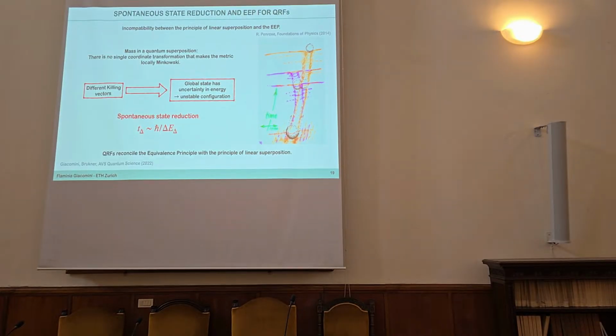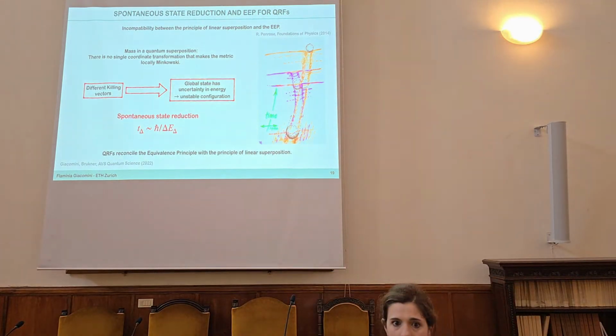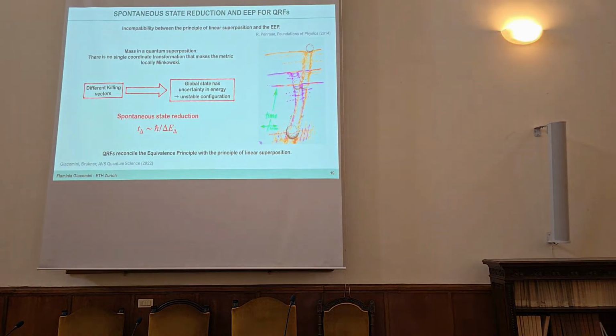But what I've shown you now is that the starting point that Roger Penrose uses, that is, that we have the mass in a quantum superposition, so there is no single coordinate transformation that makes the metric locally Minkowski, can be overcome if you generalize the coordinate transformation to a quantum superposition of coordinate transformations, which quantum reference frames allow you to do. And so using quantum reference frames can overcome the objection that Roger Penrose has about the incompatibility of the Einstein equivalence principle and quantum theory, and so you can reconcile these two principles by simply extending the range of validity of the Einstein equivalence principle.